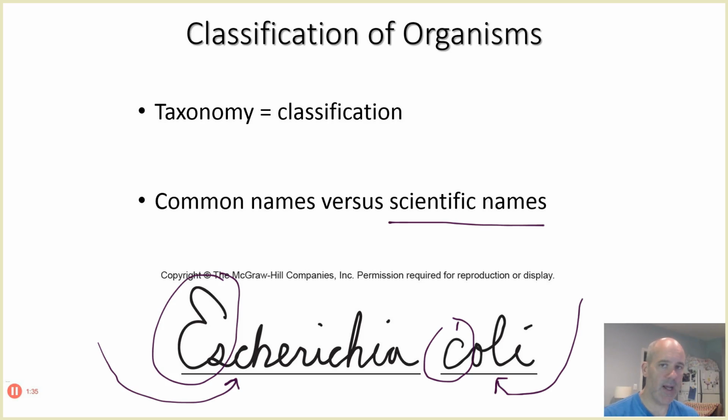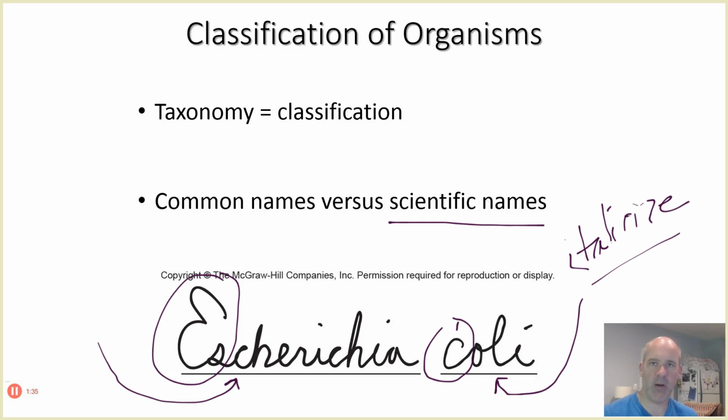So if you're typing it out, what are you going to do? It's kind of like a book title. You want to italicize if you're typing the name out. If you're handwriting it, you always underline. Capitalized genus, species is always lowercase.